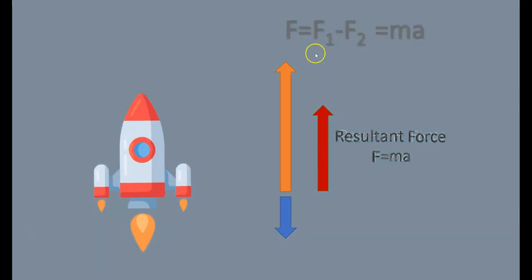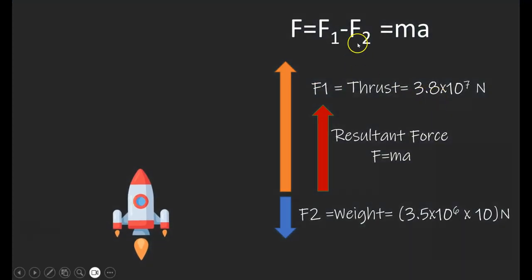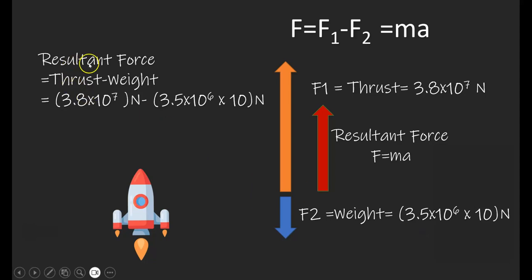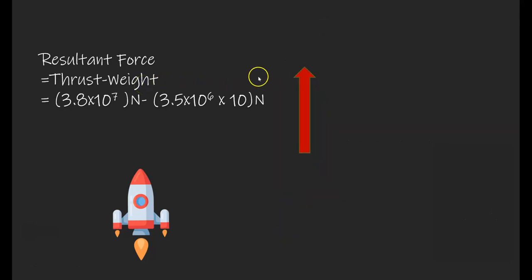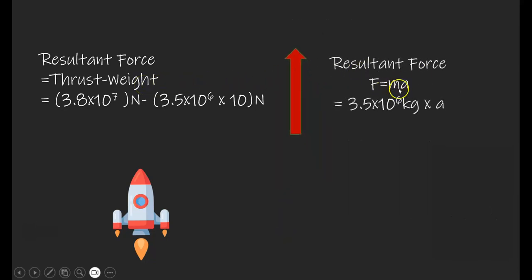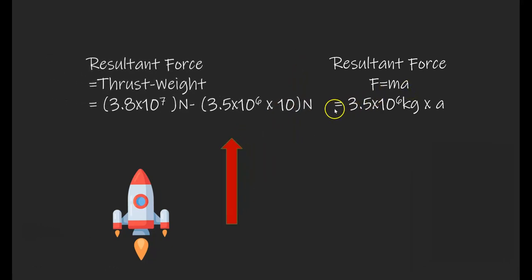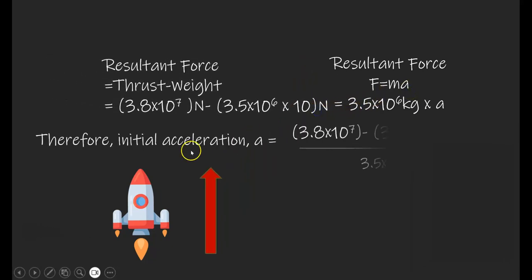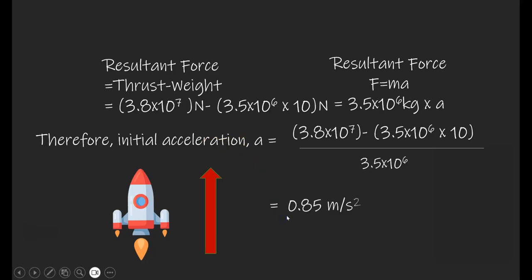If we set F1 to be the upward thrust, then F2 shall be the weight. The resultant force is therefore computed using the upward thrust minus the weight. This resultant force is also equal to its mass times its acceleration. So when we put these two equations together, we can calculate the acceleration to be 0.85 meters per second squared.